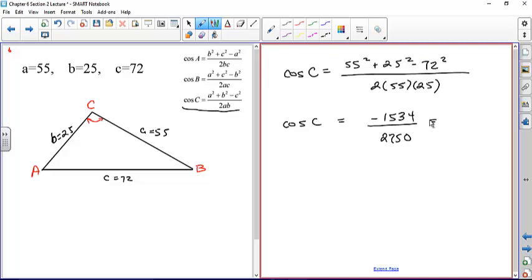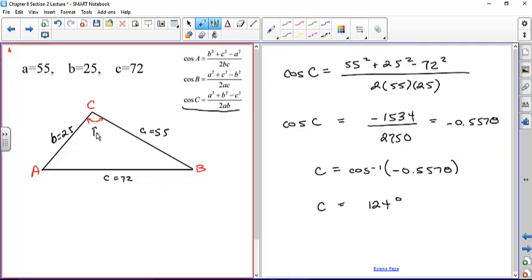Okay, so we get negative 1534 divided by 2750. So the cosine is negative 0.5578. So for C, we just have to take the inverse cosine of this number, and like I said, because this is negative, the cosine is negative in the second quadrant. But because we're dealing with triangles, we're going to do angles, so you need to make sure your calculator's in degrees. Inverse cosine of negative 0.5578 is 124 degrees. So that's that angle here, 124.